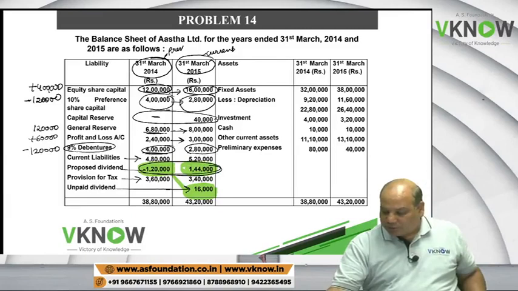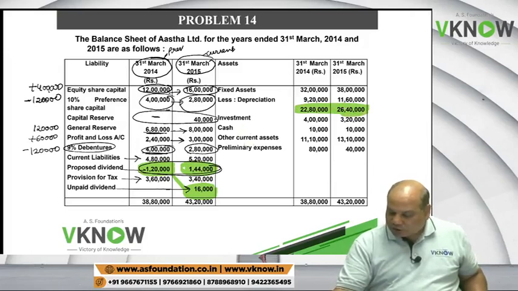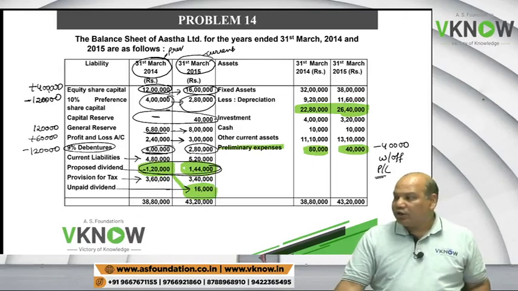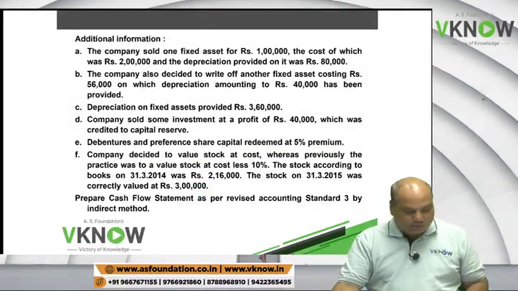Next, asset side: fixed assets less depreciation, net amount. This is your WDV. Investment, cash, other current asset and preliminary expense. It was 80, now it is 40. So they have written off 40,000 in P&L account. So that adjustment we have to make. Next line, additional information.